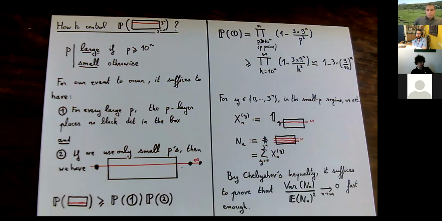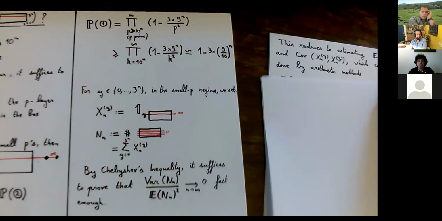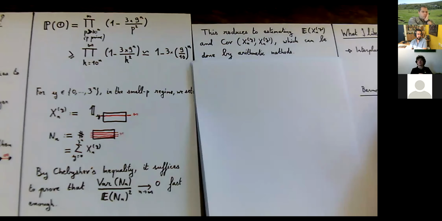And N_n is the number of such lines, so it's the sum over all admissible y's of x_y. By the classical second moment method, by Chebyshev's inequality, it suffices to prove that the variance divided by the square of the expectation goes to 0 fast enough. And this reduces to estimating the expectation of x_y and the covariances of x_y and x_z, which can be done by arithmetic methods. And this is the sketch of the proof.